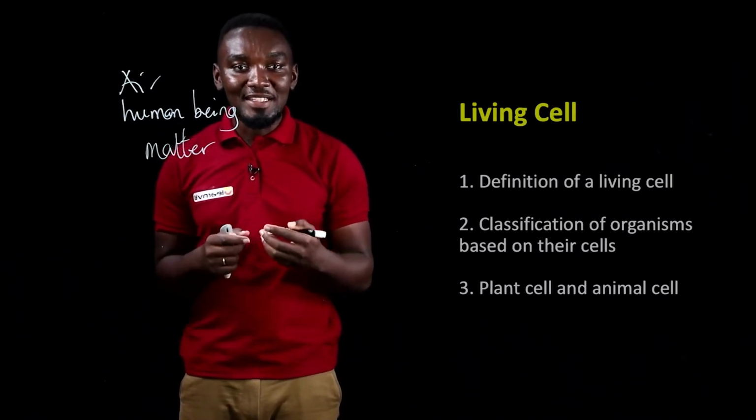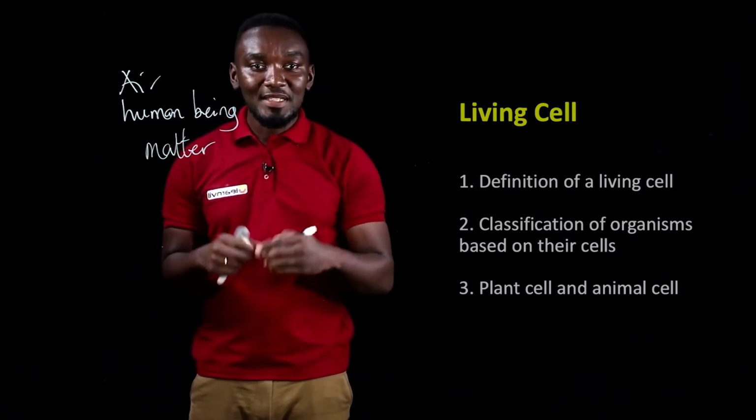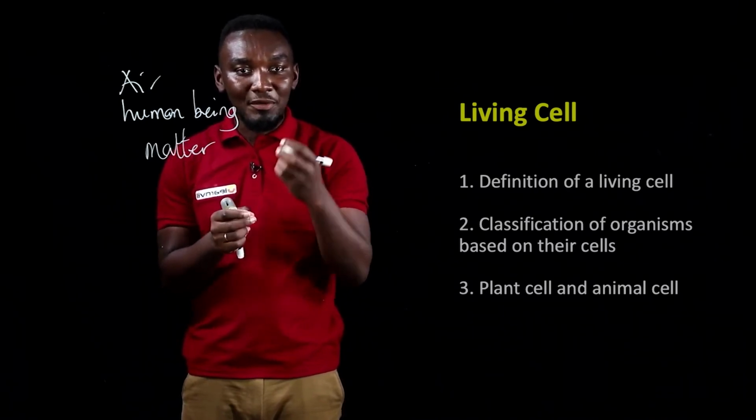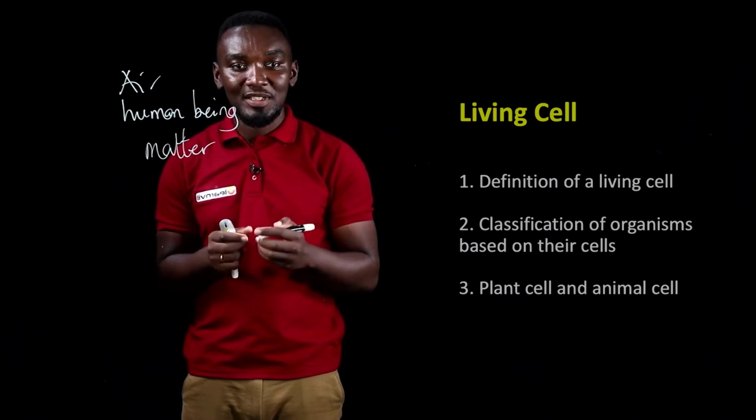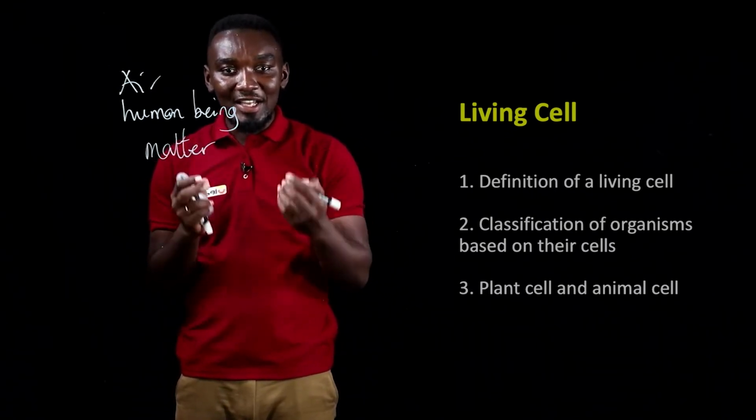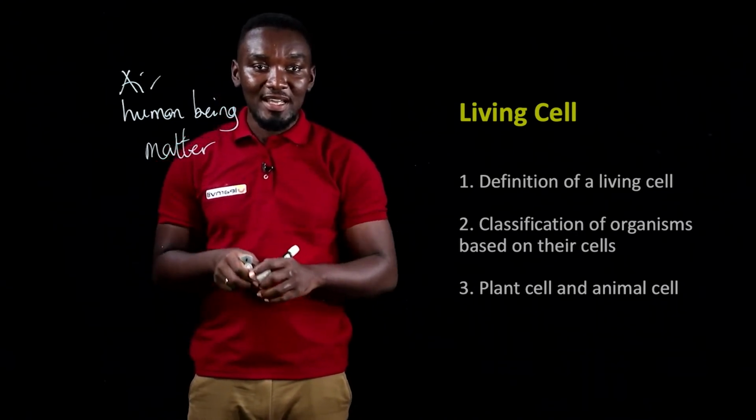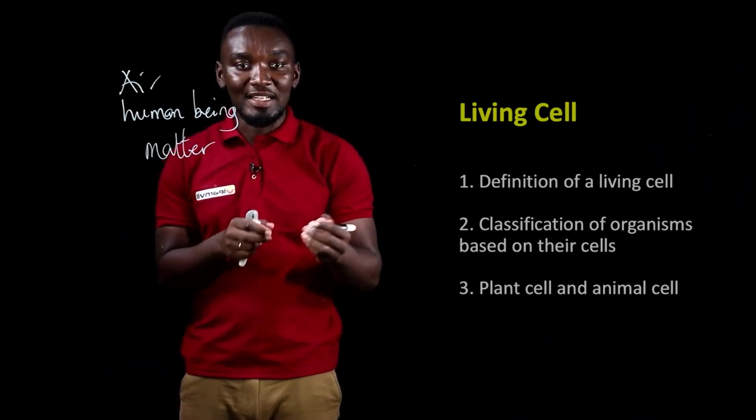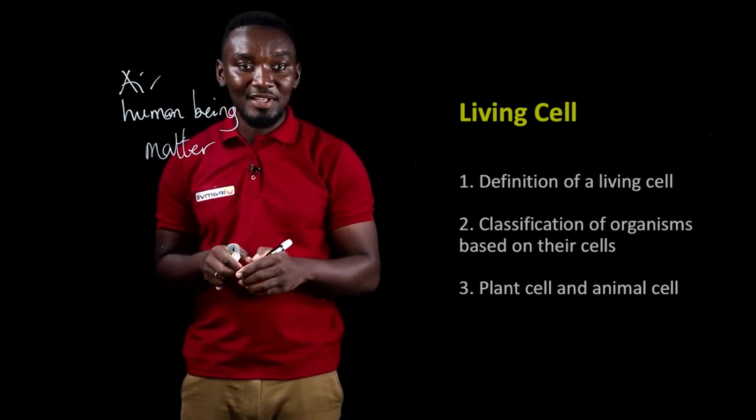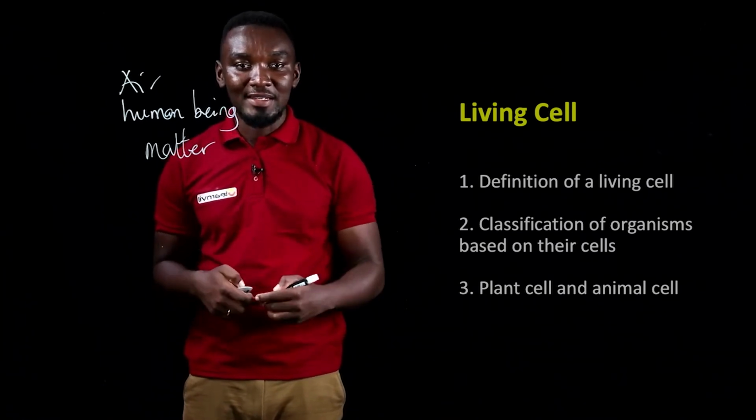And then under living cell, we'll define a living cell. Now, when we look at cells, basically we are looking at the smallest and simplest unit of life. So our bodies are made up of tiny particles called cells. We'll be able to classify organisms under the cells that they have. So we realize that some organisms have many cells and they are classified as multicellular organisms, and others have only one cell and are classified as unicellular organisms. And then we'll also move on to look at the typical plant cell and the animal cell.